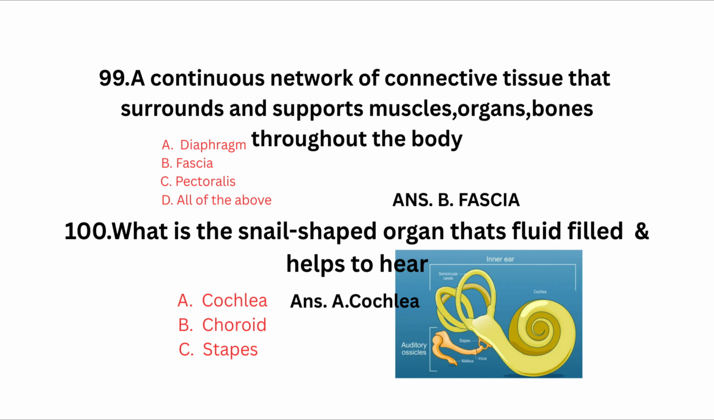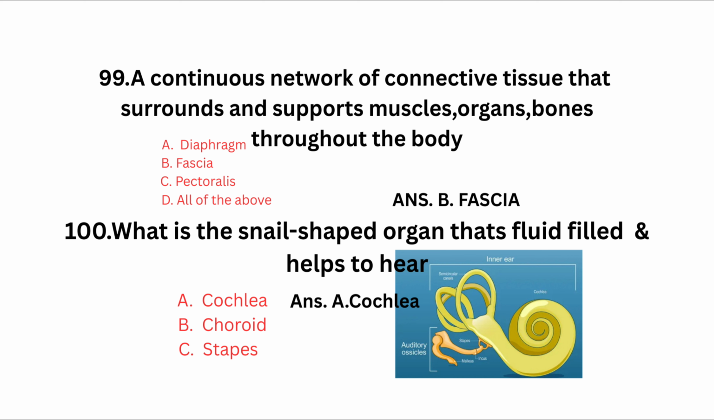99. A continuous network of connective tissue that surrounds and supports muscles, organs, and bones throughout the body. A. Diaphragm. B. Fascia. C. Pectoralis. D. All of the above. The answer is B. Fascia.